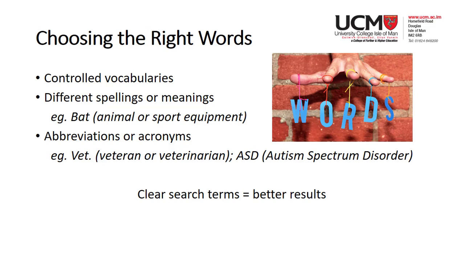Think about the words you use. Some databases use controlled vocabularies, which means they have their own words and phrases, such as subject headings structured in a specific way. Words can have different spellings or meanings. Take care when using abbreviations or acronyms. They could also have different meanings. If in doubt, look for both. Use clear search terms to get the required results.